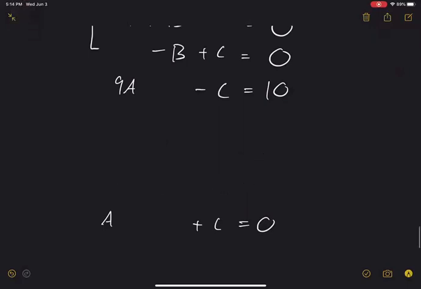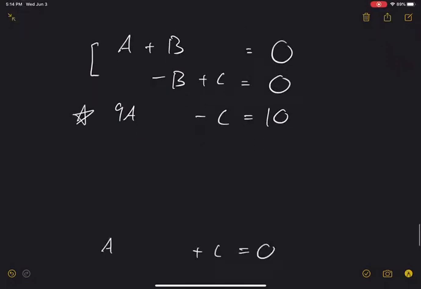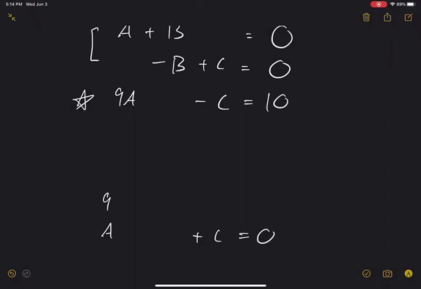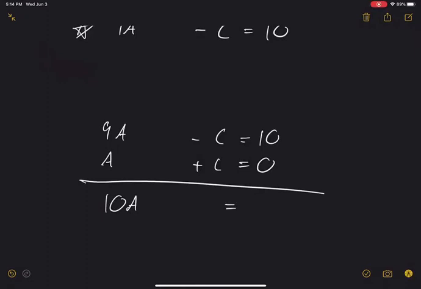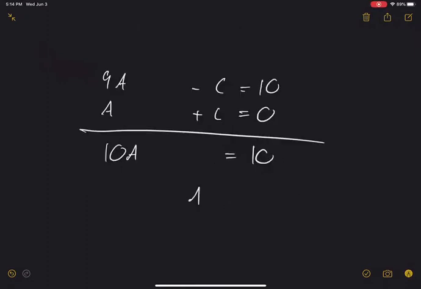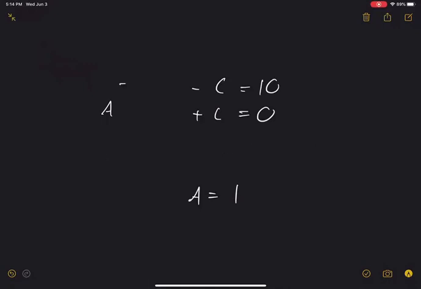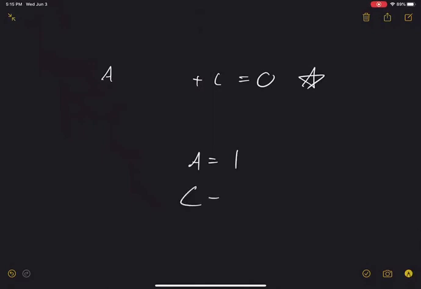Now let's combine that with this equation here. I should be able to get a value of something. I know 9a minus c equals 10. So now let's add these two equations together, again vertically. I get 10a, the c's cancel out, and I get 10. So a equals 1, right? If 10a equals 10, then a has to equal 1. Now that I know a equals 1, let's look at this equation that's dangling right here. a plus c equals 0. If a equals 1, then c has to equal -1.